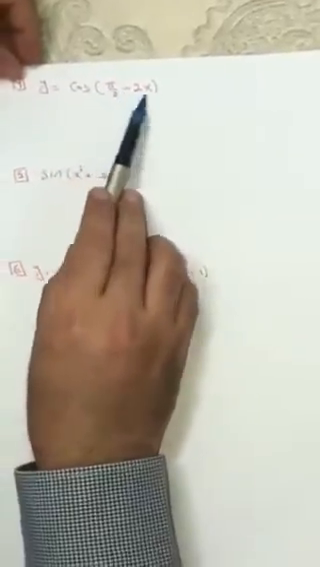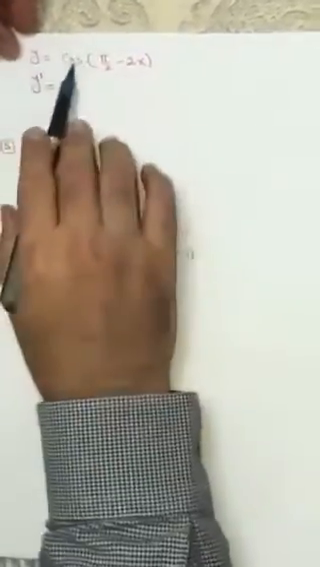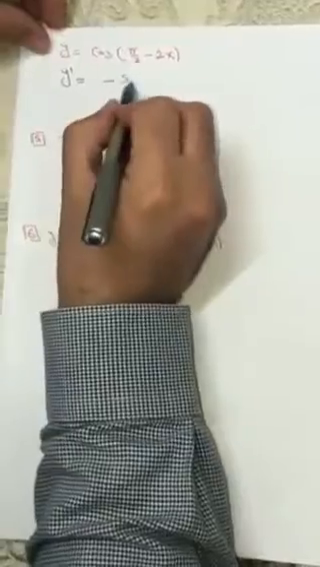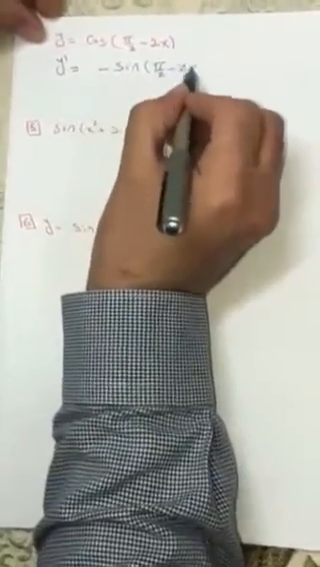Question number 4. Let's continue. Y equal cosine pi over 2 minus 2x. So this question, cos pi over 2 minus 2x. Pi over 2 is a constant. So derivative of cosine is negative sine pi over 2 minus 2x.